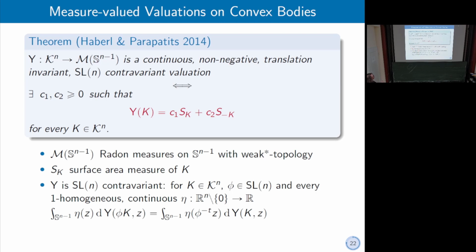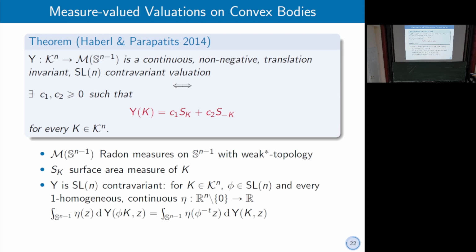So these are now the set of Radon measures on the sphere with a weak star topology. And Haberl and Parapatitz showed about 10 years ago the following result. If you have such a measure valued valuation that is in addition continuous, non-negative, translation invariant, and SL(n) contravariant, then this is the case if and only if it's a linear combination of the surface area measure and the surface area measure of the reflected convex body minus k.